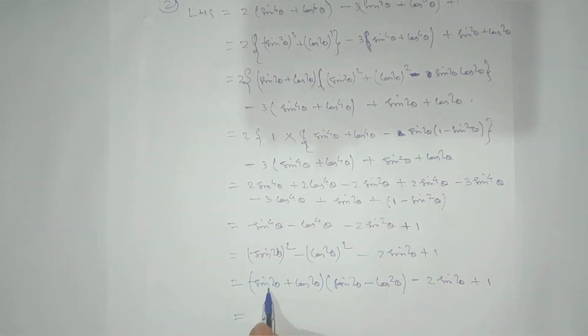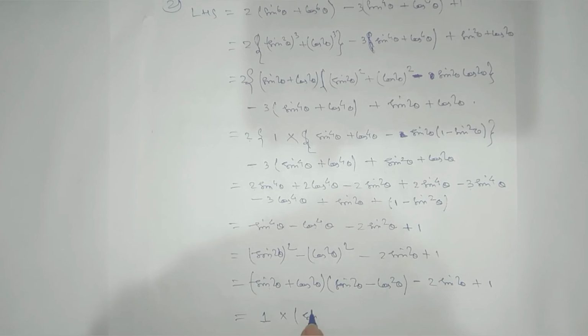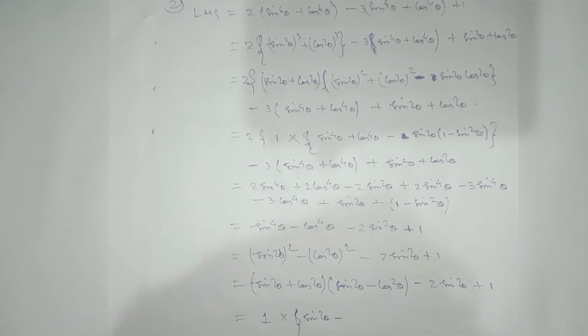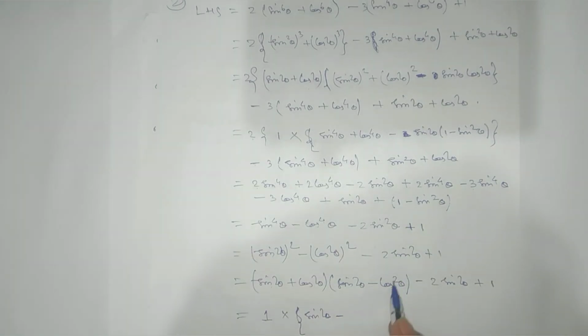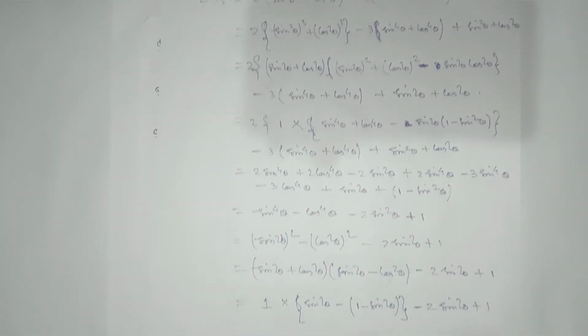This sin square theta plus cos square theta gives you 1. Into sin square theta will remain the same, minus will be here. Okay, take a curly bracket. Why? Because this cos square can be written as 1 minus sin square theta. Take the curly bracket closed, 2 sin square theta plus 1.